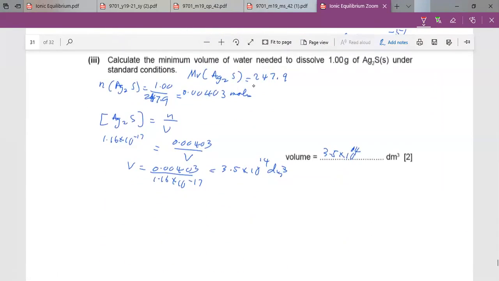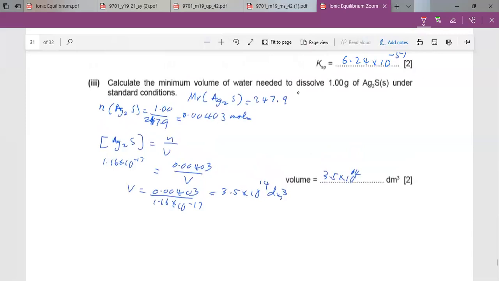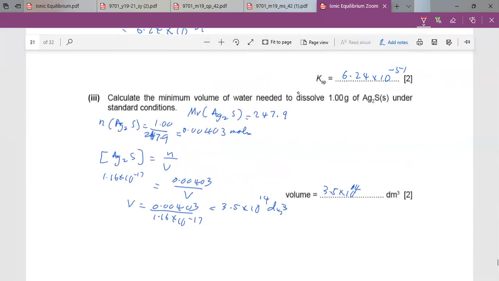Calculate the minimum volume needed to dissolve 1.00 gram of silver sulphide under natural condition. Of course, because all the time the concentration is in moles per dm cube, the first thing to do is to find Mr, so 1 gram gives your number of moles. Minimum volume to dissolve means to form a saturated solution.